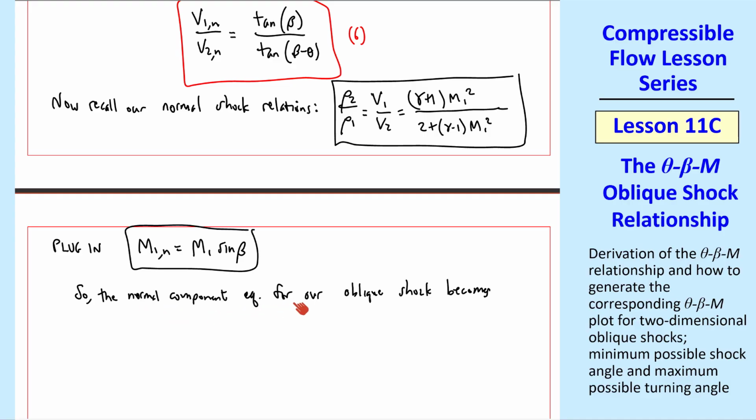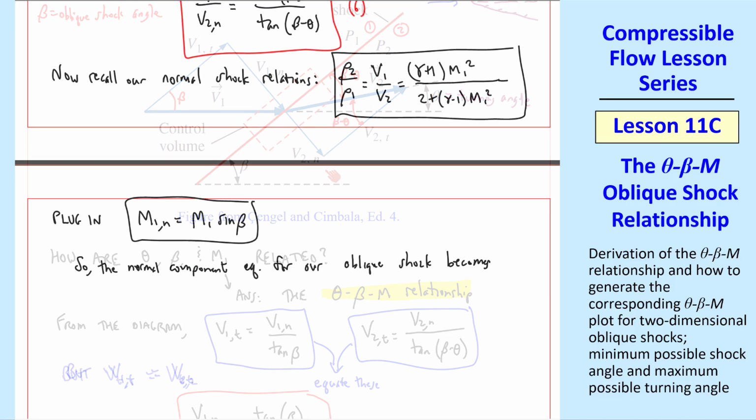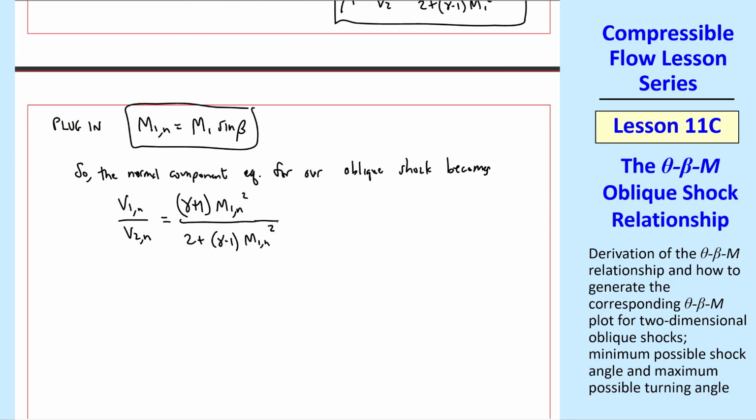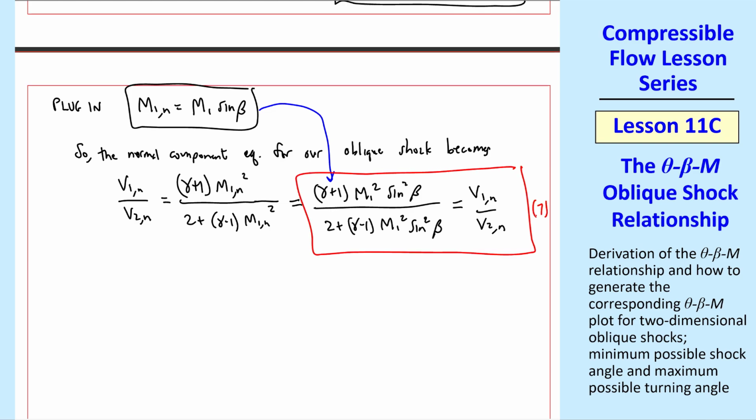So the normal component equation for our oblique shock is found by using V1n and V2n and M1n, since as we said previously, the normal component of Mach number or velocity is what changes across a shock exactly like the changes associated with a normal shock. So this equation becomes V1n over V2n equal gamma plus 1 M1n squared over 2 plus gamma minus 1 M1n squared. And then plugging this in, we get this equation, which is the ratio of the normal components of velocity across an oblique shock. I'll call this equation 7.